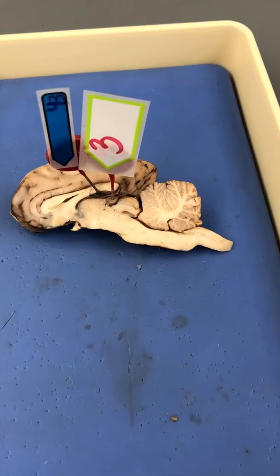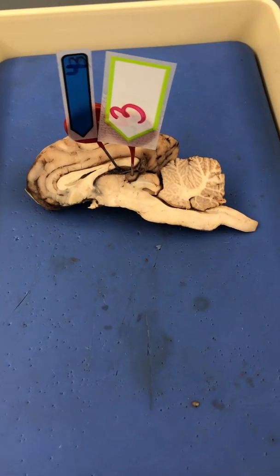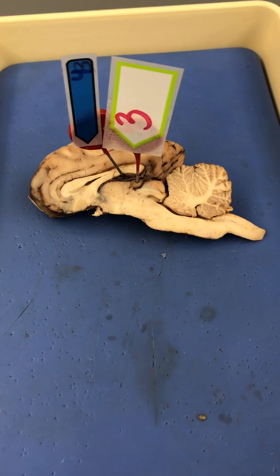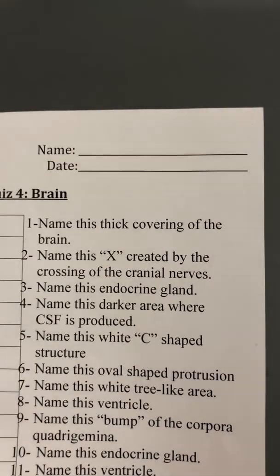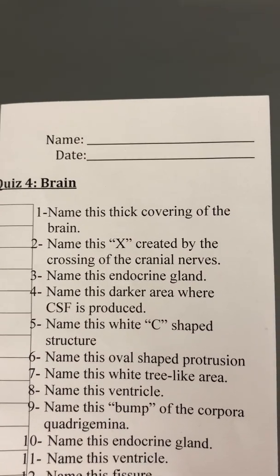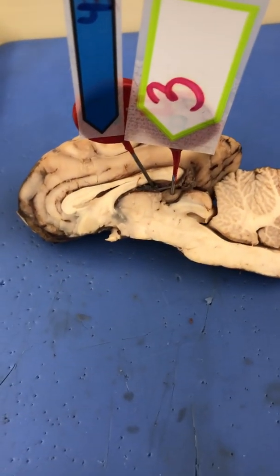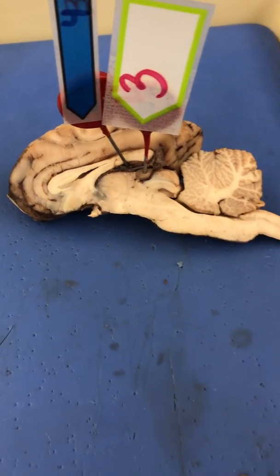Okay, number 3, the endocrine gland on the dissection. This is the pineal gland. And number 4, the darker area where cerebrospinal fluid is produced is the choroid plexus. It's almost black on the dissection.